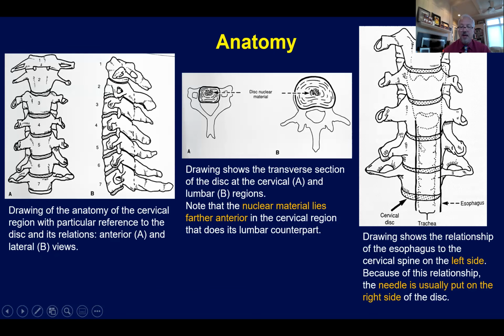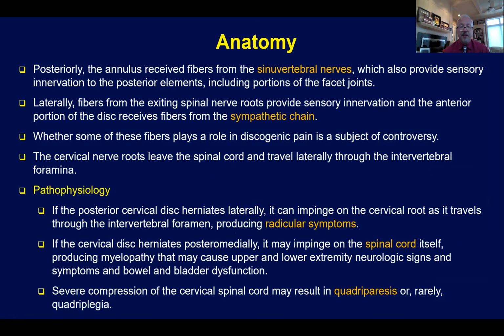Another critically important anatomical structure in the cervical spine is the esophagus, which tends to be found more towards the left side than the right, which is why many discographers will enter the cervical spine for discography using an exclusively right-sided approach with the head shifted towards the opposite side. So they're coming in from the right, and therefore the head will be rotated towards the patient's left side.